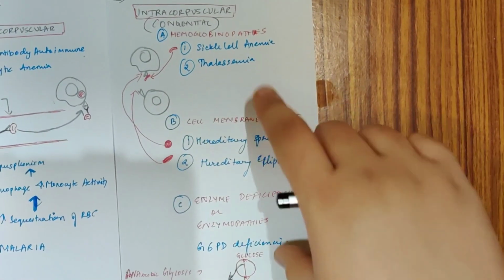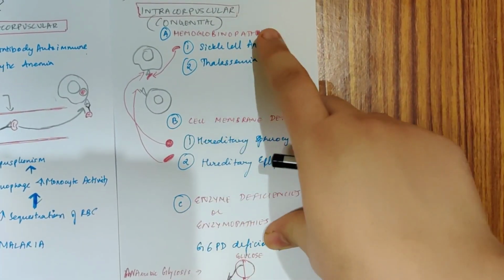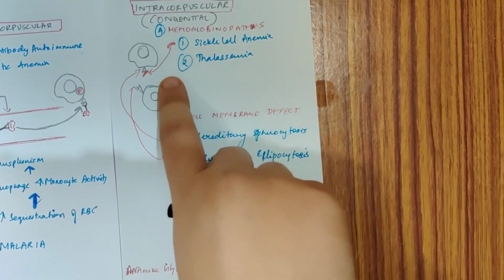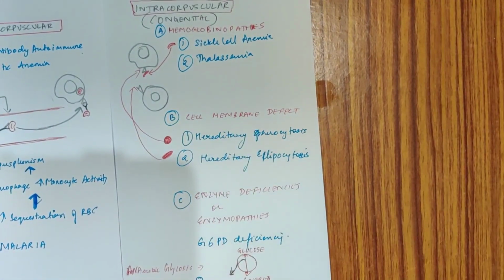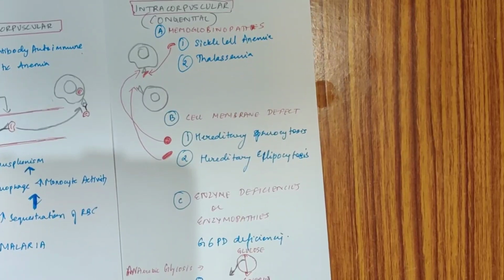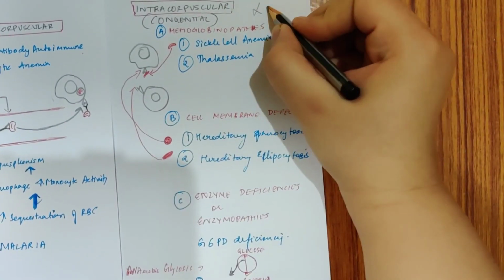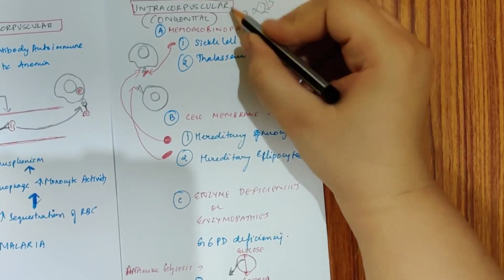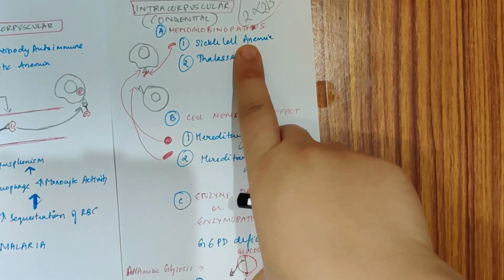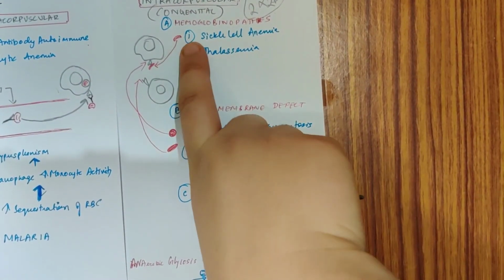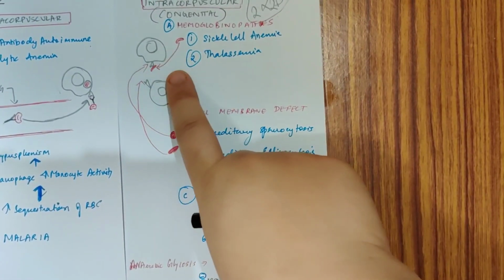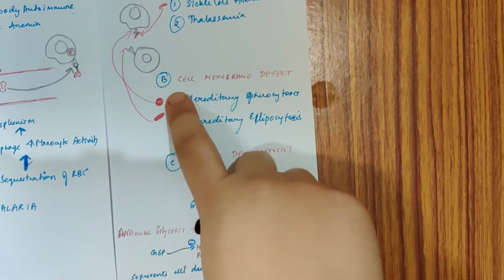Intracorpuscular is mostly congenital causes. So number one is hemoglobinopathies. What is hemoglobinopathies? This means there is some defect in the heme components, some problems in the structure of the hemoglobin. You need to know hemoglobin is made of alpha and beta. So if 2 alpha, you have 2 beta. Any changes in this composition can lead to hemoglobinopathies like sickle cell anemia and thalassemia. A sickle cell, which is sickle shaped, when it goes into the monocytes or macrophages, it gets destroyed.